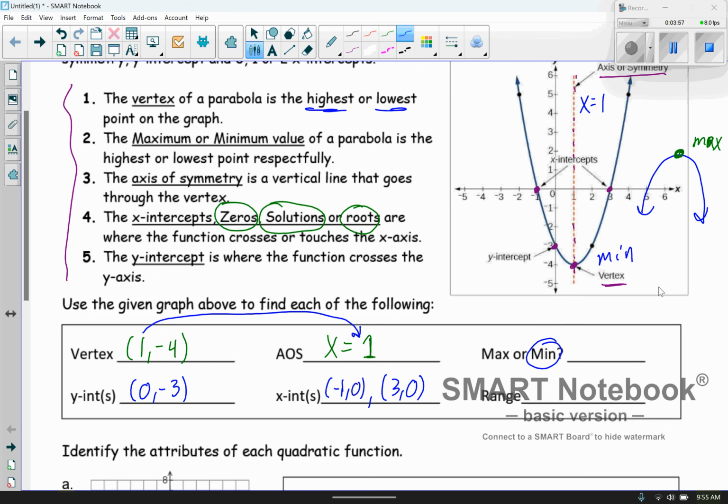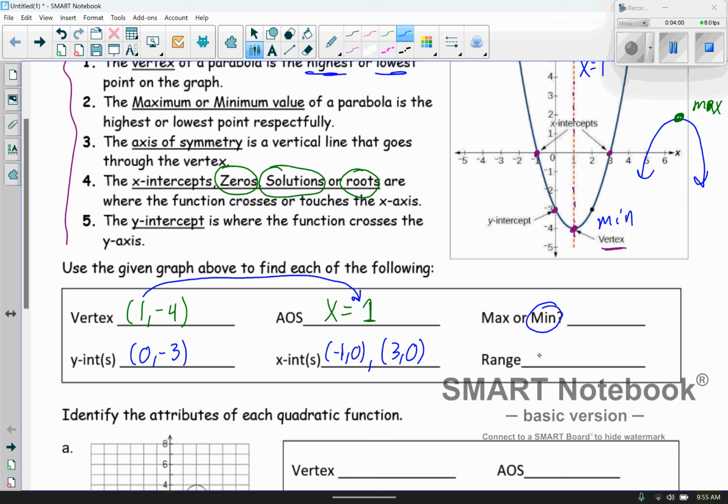And then the last thing they're going to ask is the range. Remember the range is the y values, and our lowest point is -4 in terms of y, and it goes up indefinitely. So this would be from [-4, and we bracket in the -4 because we want to include it, and then we go all the way up to infinity.